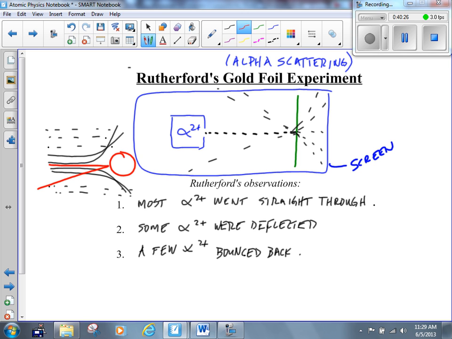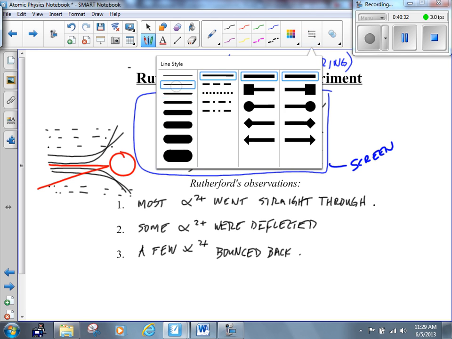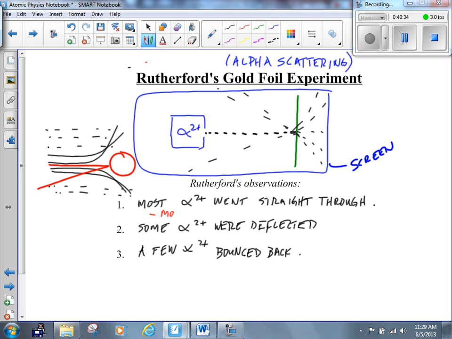Probably tells you that there's something there. Tells you that most of the football field, or most of the atom, is empty space. Otherwise, these alpha particles wouldn't go straight through. Most of the football field is empty space. Otherwise, most of you wouldn't run straight across undeflected. But there is something there. There's got to be something there.